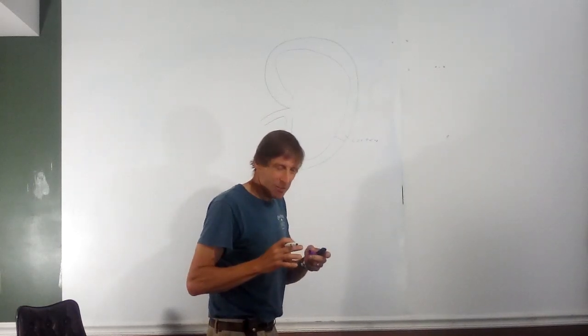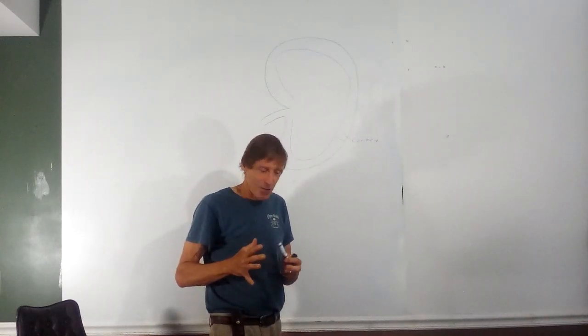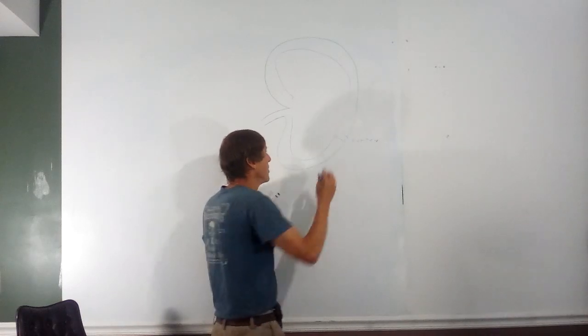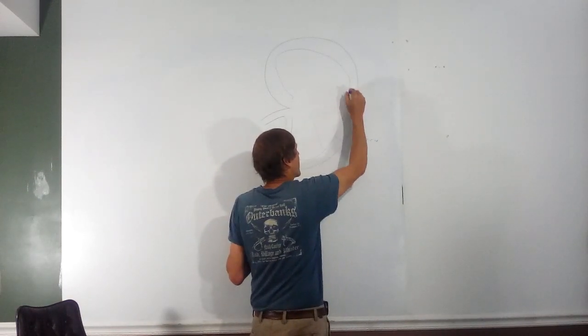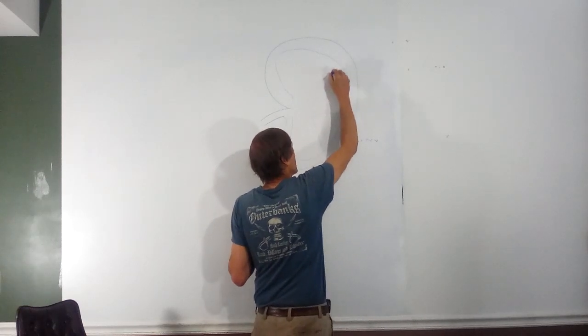Cortex has kind of a granular appearance. And then there's a middle portion of the organ. Of course, this is called the medulla. And there's a few interesting characteristics of the medulla I should mention.